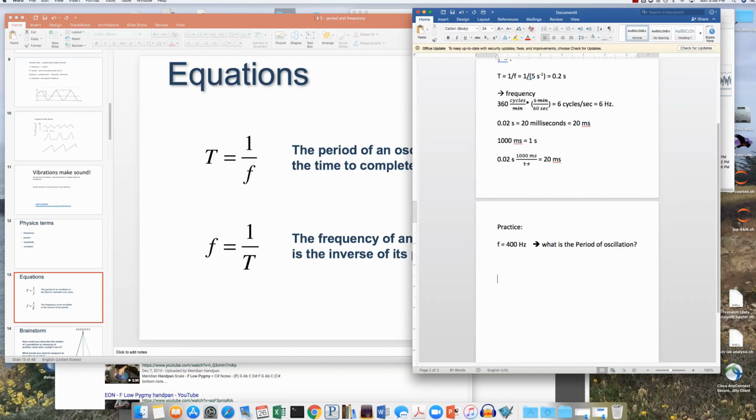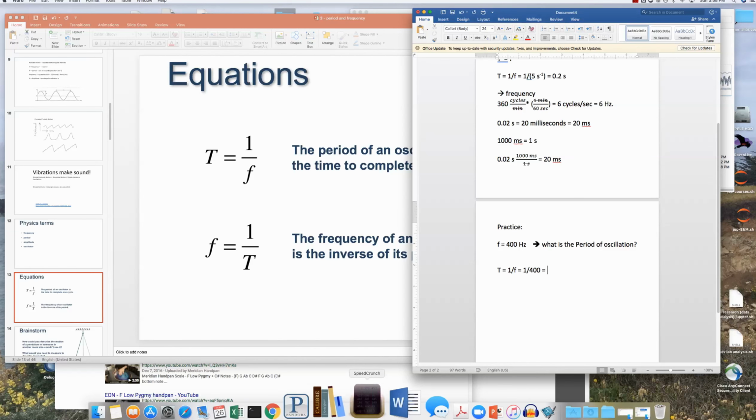And I look here and I say, oh, okay, well that's pretty easy. Then it's just T is equal to 1 over F. So that equals 1 divided by 400. And if I do my calculation here, I'm going to just bring up a calculator.